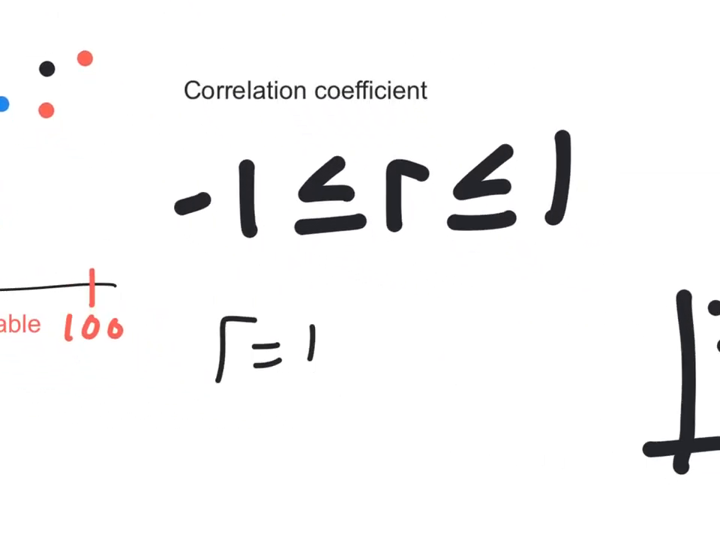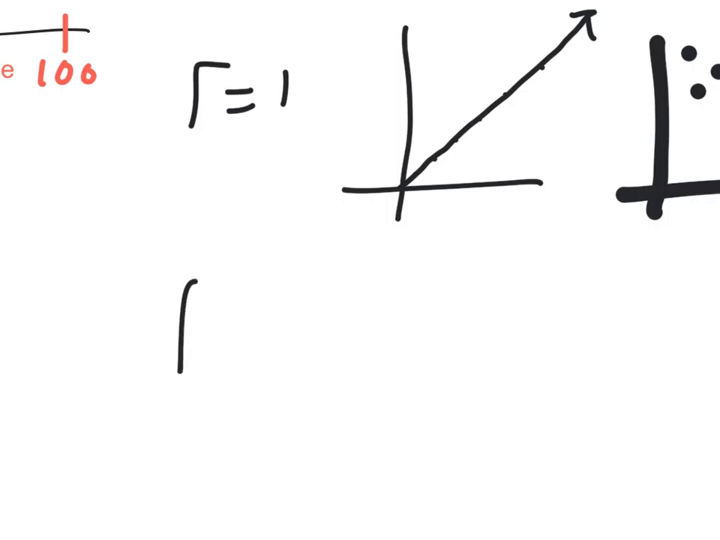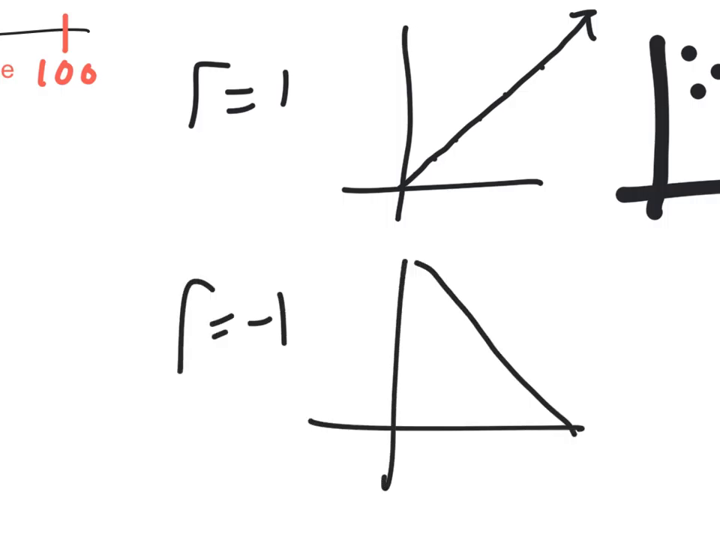If that r that you get out is exactly 1, that means your data isn't just looking like a straight line. It is a straight line. It lands perfectly on a linear trend. If your r is a -1, the same thing, except this is a linear trend going this way. Your data points would land exactly on the line.